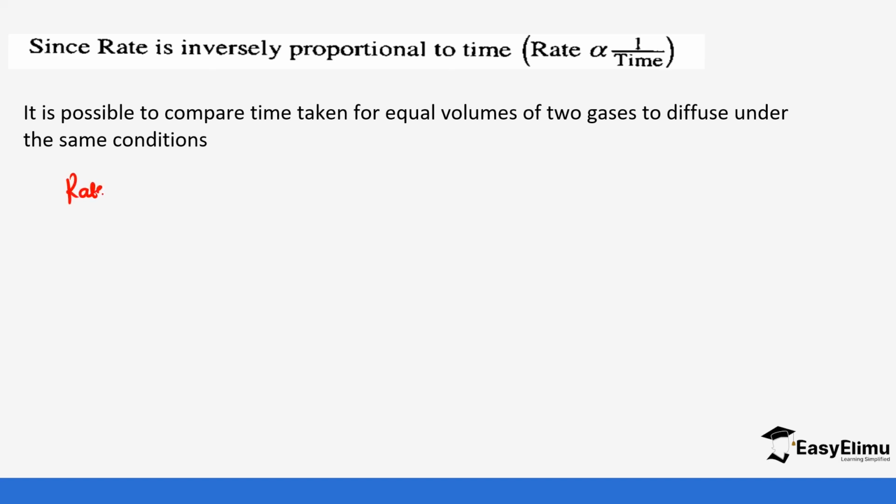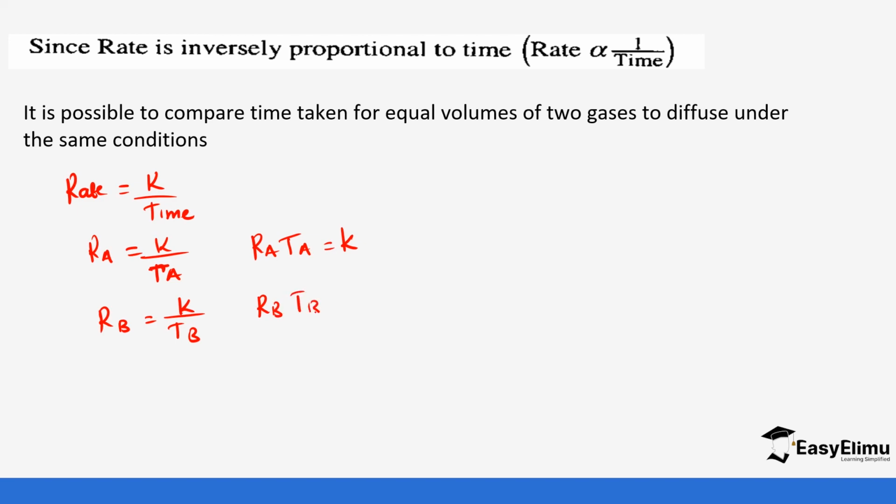So rate is equal to K over time. If we compare two gases, we call it rate of A is equal to constant over time A. And for another gas, rate B is equal to constant over time B. So if we want to be left with the constant on both sides, this is going to be rate A times time A is equal to constant, and rate B times time B is equal to constant.